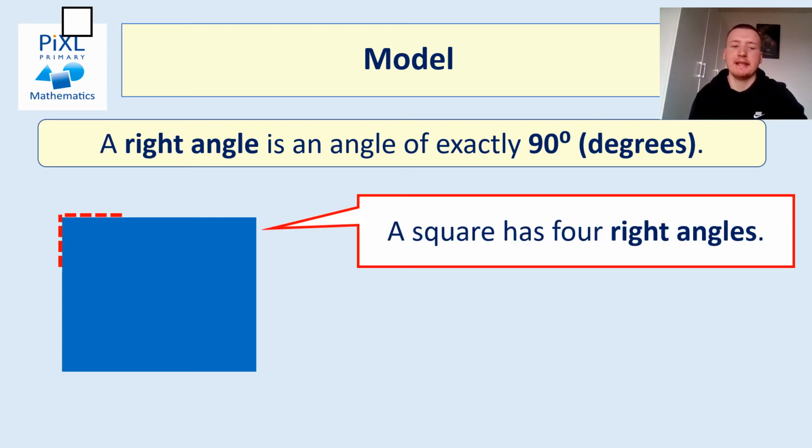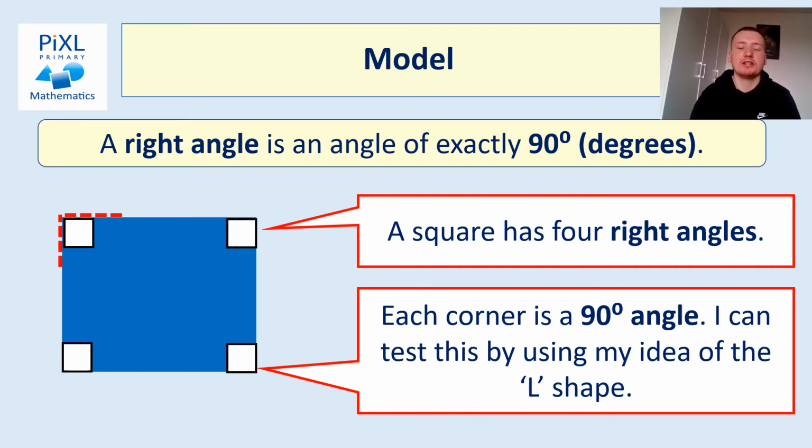Let's have a look and let's see. A square has 1, 2, 3, and 4 right angles, and we've tested it with the little squares that we've put on our square in each corner. So we've got 4 right angles in a square. Each corner is of course 90 degrees, or if you want to use your hand just to double check, remember the L shape makes an exact 90-degree angle. So well done if you said 4 right angles in a square.